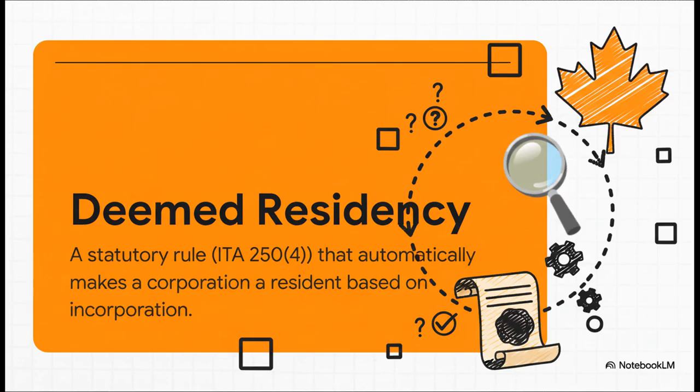Under subsection 250(4) of the Act, the law just says, look, if certain conditions are met, a corporation is automatically deemed to be a Canadian resident. It doesn't matter where the brain is. All that matters is where and when the company was legally born.